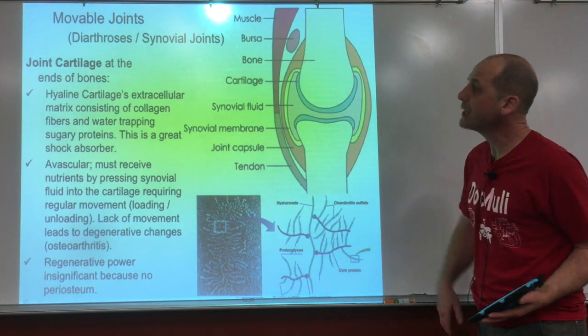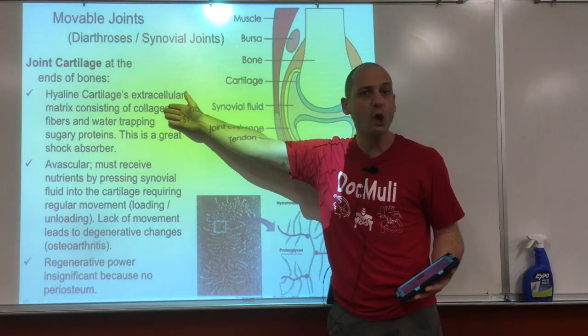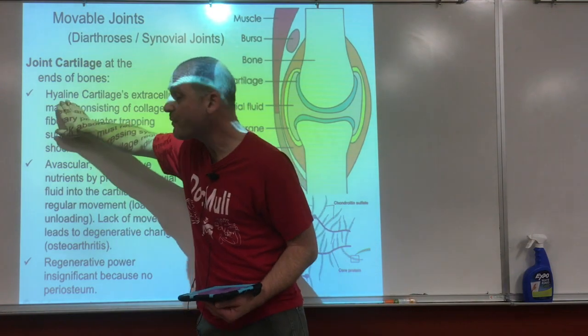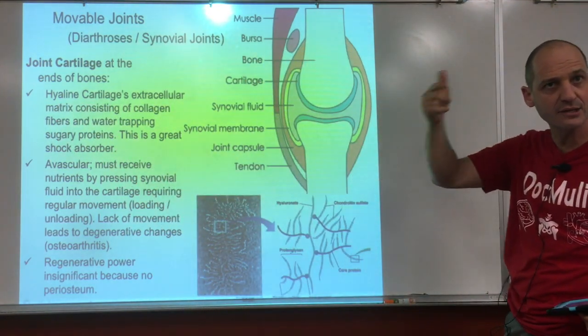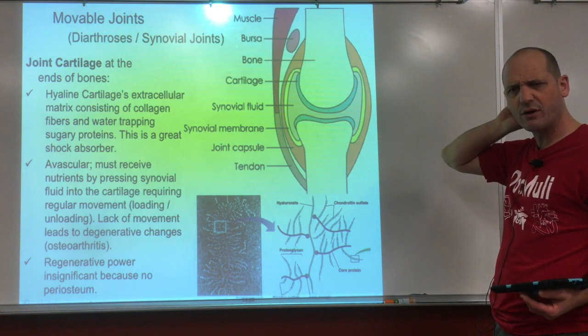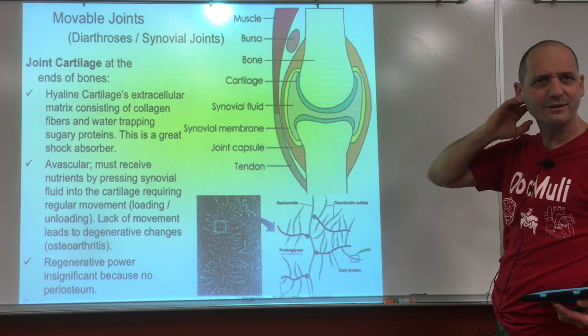Let's do the joint cartilage. So the joint cartilage at the end of bones is the type of cartilage called hyaline cartilage. That's one of the three types. You have hyaline, elastic, and what was the other one? Uh-oh.